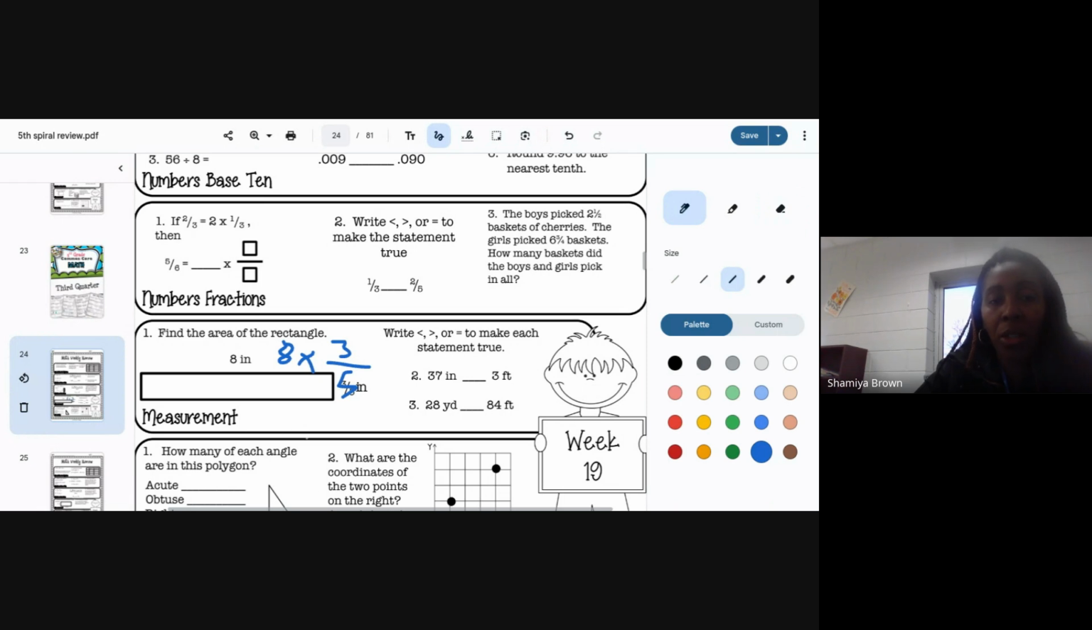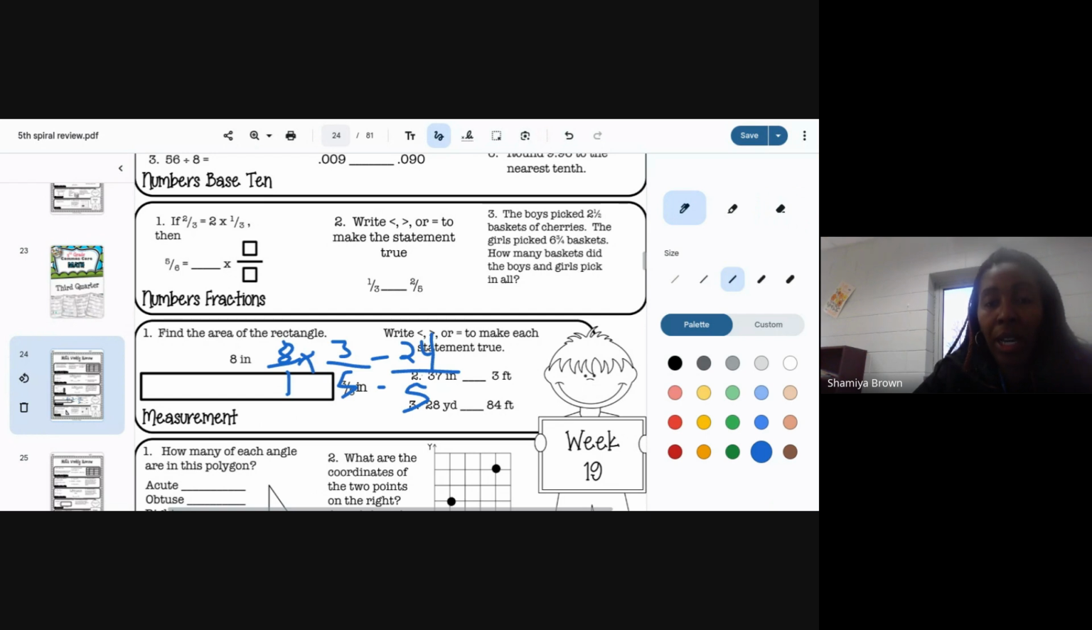So I'm going to turn this whole number into a fraction. I can just put that over 1. So I have 8 over 1 now times 3/5. 8 times 3 is 24. 1 times 5 is 5. So that gives me 24 over 5, which is an improper fraction.